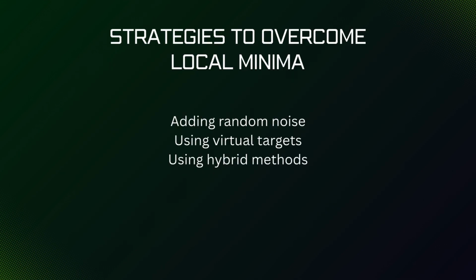A few strategies can be employed to overcome local minima. The first is to add random noise when the robot is stuck in a local minimum. This helps the robot nudge itself out of the local minimum and then move towards the original goal.